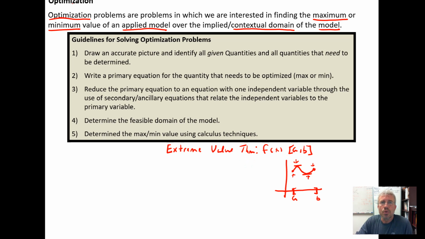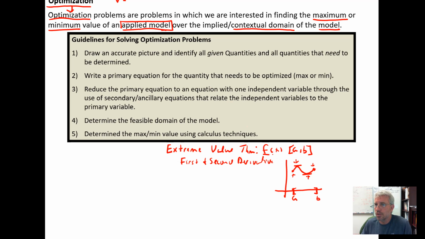So all we're going to do with an optimization problem is try to apply the extreme value theorem in addition to the first and second derivative test to identify maximum or minimum values for an applied model. So our function, instead of being a generic function of x, might be a volume function where we're trying to maximize or minimize a volume. So that's what an optimization problem is.